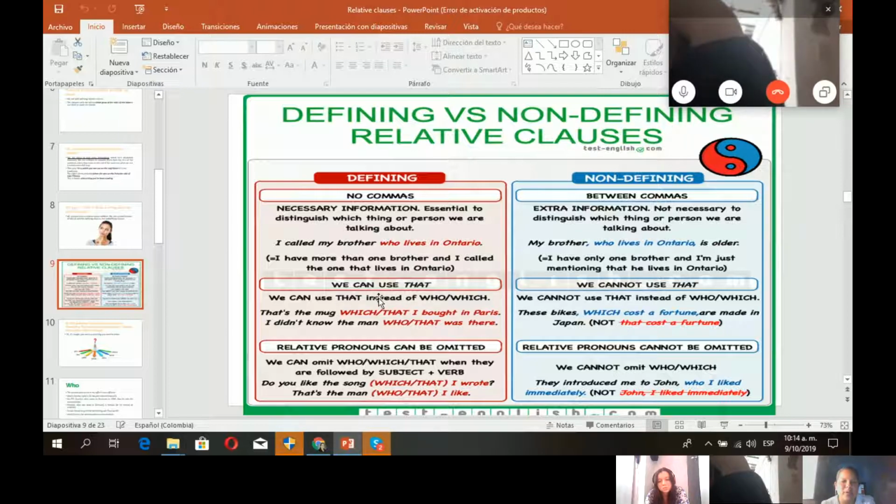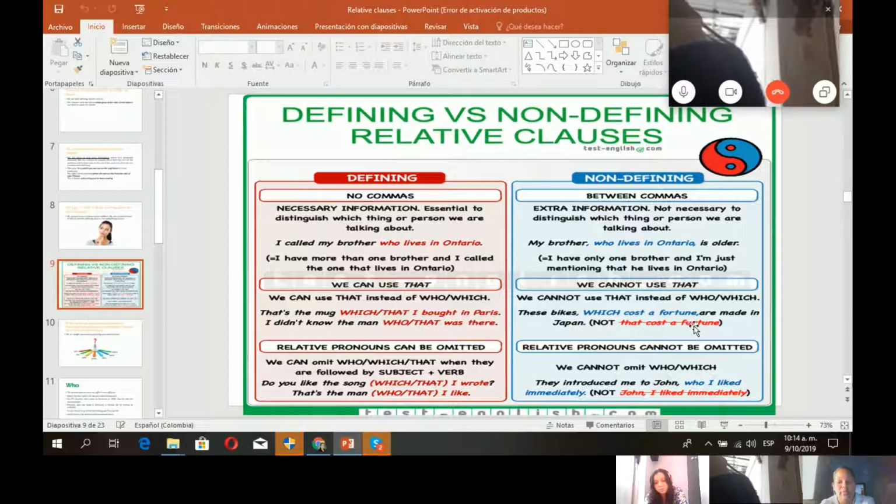The next example is that we can use that instead of who and which. That's the mug which, or that, I bought in Paris. I didn't know the man who, or that, was there. And in non-defining clauses, we cannot use that instead of who and which. This bike, comma, which costs a fortune, comma, is made in Japan.